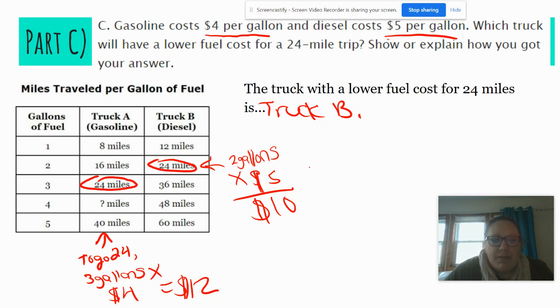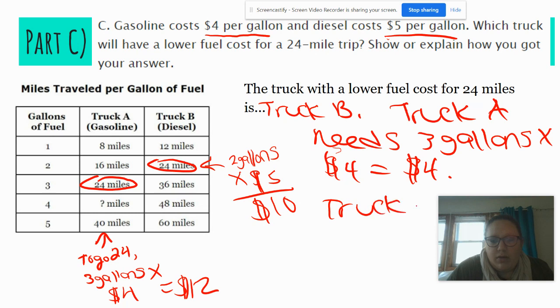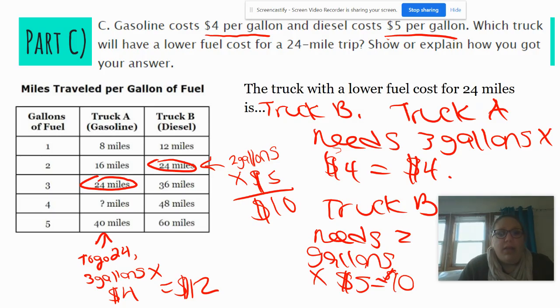And then we would say this is because truck A needs 3 gallons times $4 equals $12. Truck B needs 2 gallons times $5 equals $10. Therefore, truck B would have the lower cost.